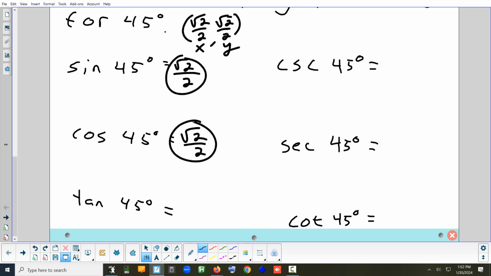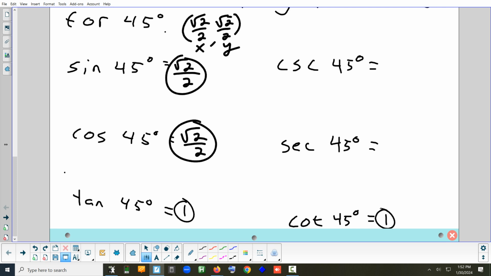What about the tangent? Just 1. You're going to divide the y by the x, and the y and the x are the same. So it's just 1. So we could do the cotangent pretty quick. When you flip 1, you get 1. That's 1.